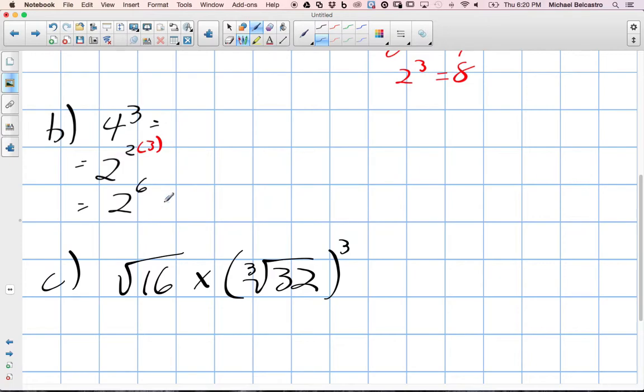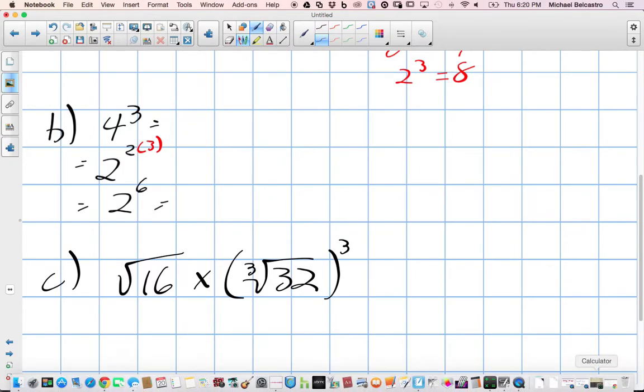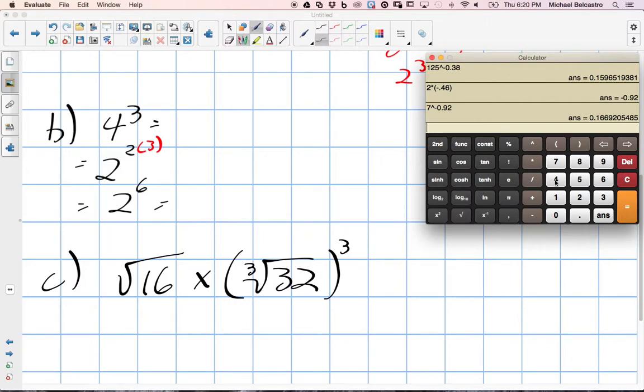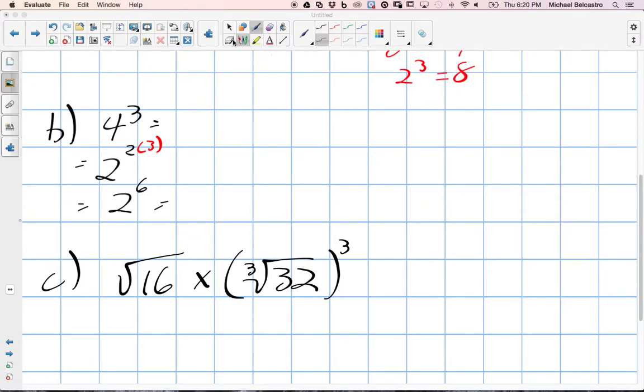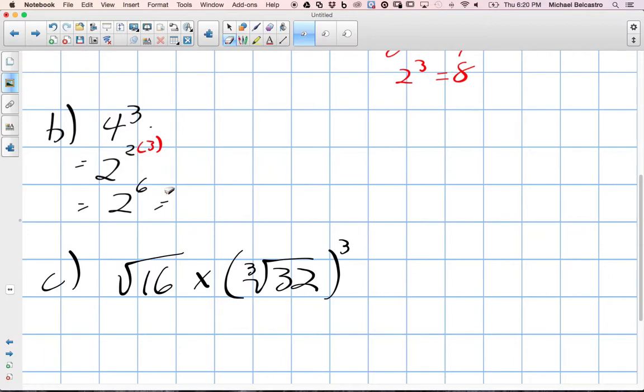If we were to equate both of these, we should end up at the same answer. We can try to prove it here. 4 to the power of 3 gives us 64, and 2 to the power of 6 gives us 64. So perfect, they're equivalent. Let's get rid of those signs for your notes.